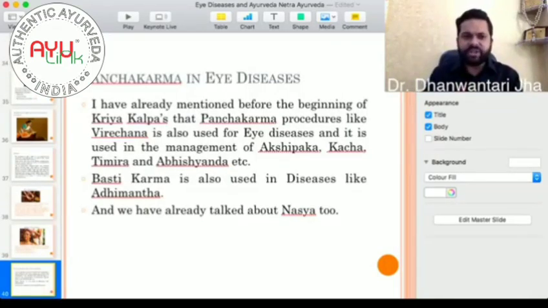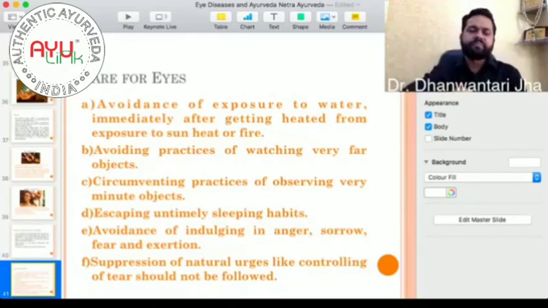As I've already mentioned at the beginning of the Kriya Kalpas, Panchkarma procedures like Virechan are also used for eye diseases, and specifically in the management of diseases like Akshipaka, Kach, Timir, Abhishyand, etc. Bastikaram is also used in diseases like Adhimand, and we have already talked about the Nasya.